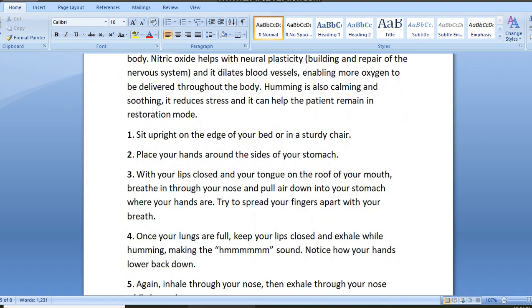Number 1. Sit upright on the edge of your bed or in a sturdy chair. Number 2. Place your hands around the sides of your stomach. Number 3. With your lips closed and your tongue on the roof of your mouth, breathe in through your nose and pull air down into your stomach where your hands are. Try to separate your fingers apart with your breaths.